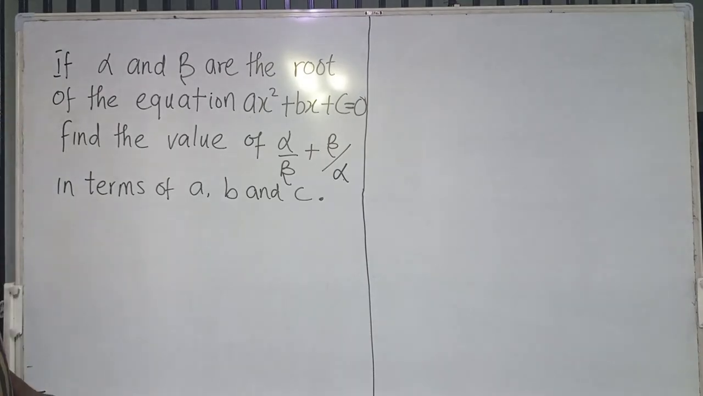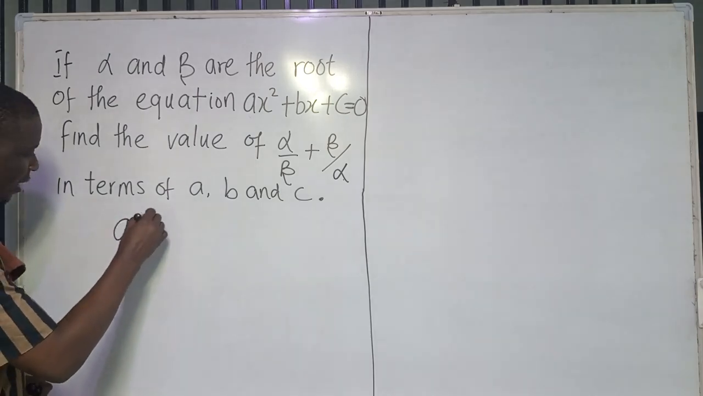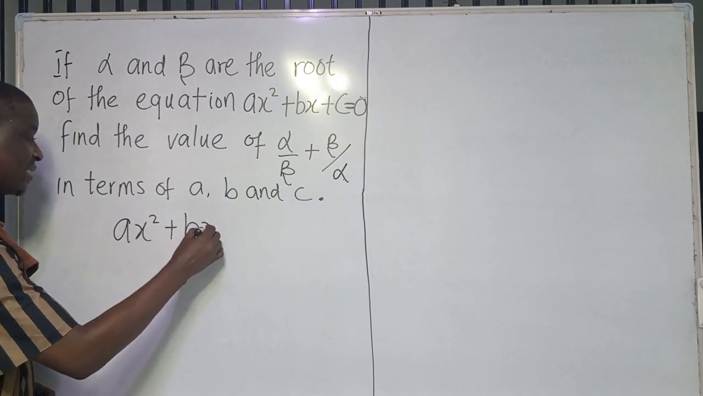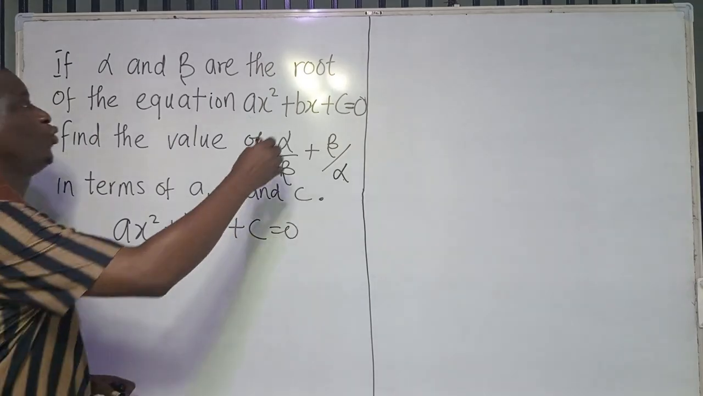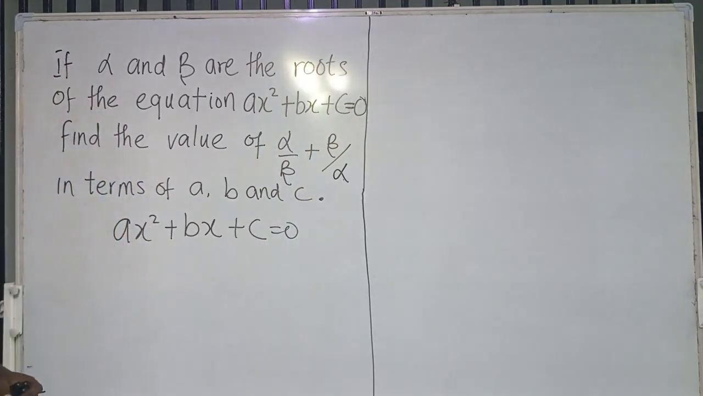Now we are in the next question. It says if alpha and beta are the roots of the equation ax squared plus bx plus c equals 0, find the value of alpha over beta plus beta over alpha in terms of a, b, and c.